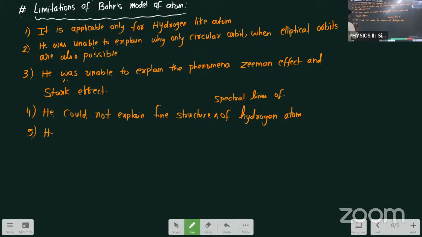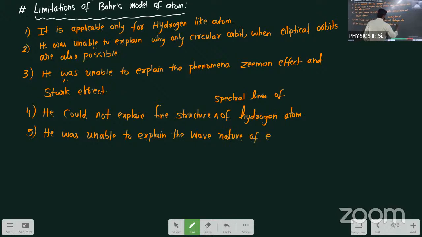He was unable to explain the wave nature of electron. So these are the few limitations of Bohr's model of atom. What are those limitations? It is applicable only for hydrogen-like atom.